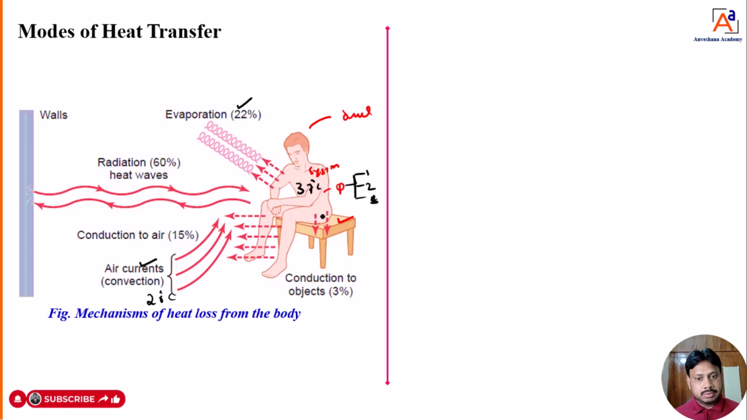One more thing: when you are sitting on a bench, because of the physical contact between your body and the bench, some amount of your body heat is going to transfer to the bench. That heat transfer you can call conduction heat transfer. During that physical contact, the molecules are at rest, and those molecules transfer heat from the high temperature region to the low temperature region. That type of heat transfer you can call conduction heat transfer.